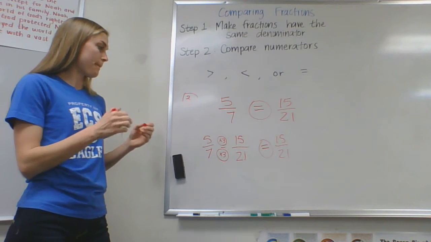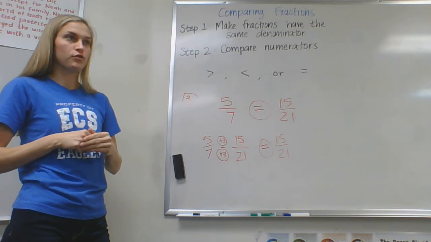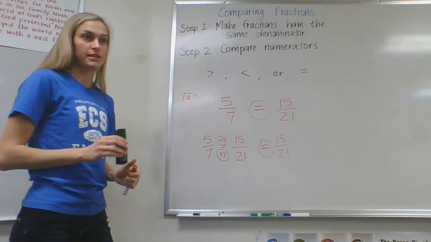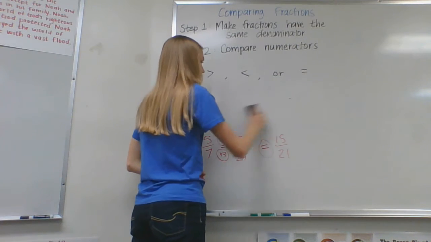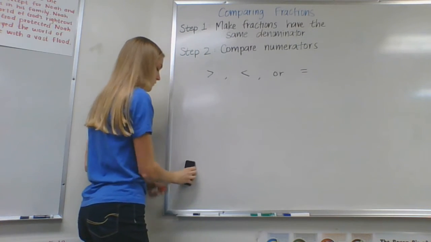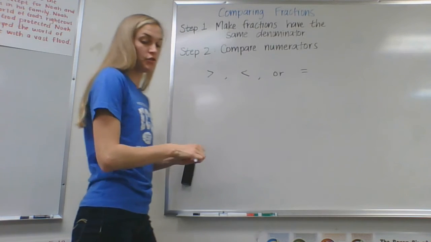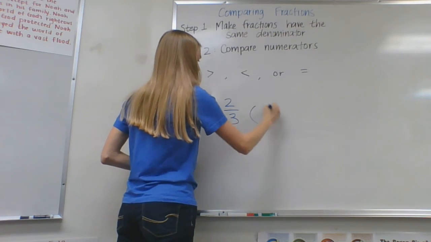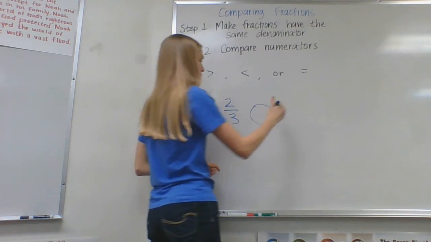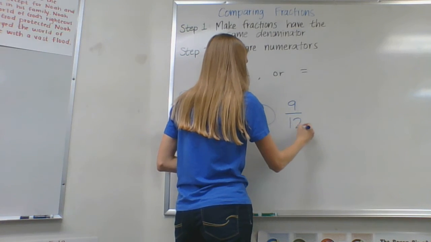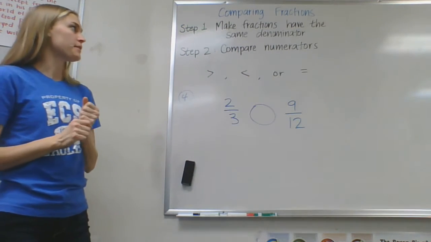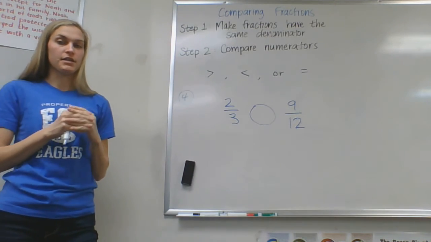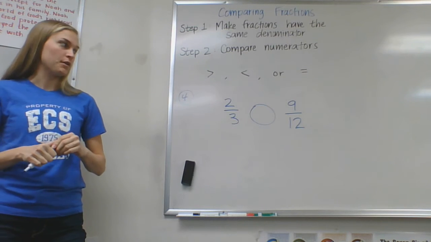All right, we're going to do one more. I'm going to have you try it on your own first. You're going to pause the video, work it out, and then unpause the video and see if you have the same answer. So let's do 2/3 compared to 9/12. First step, make the fractions have the same denominator and then compare the numerators. Try that one on your own and then unpause the video and see if it matches what I'm going to work out.